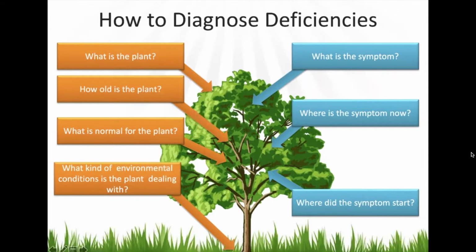How old is the plant? What is normal for the plant, the specific plant characteristics? What kind of environmental conditions is the plant dealing with? Knowing the area, knowing the zone, and knowing if there were any extremes in the weather is beneficial. What are the symptoms? Look at whether it's from new growth or old growth, and whether it's chlorotic, and where the chlorosis is occurring: within the veins, intervenal, or marginal. Where the symptoms are now, and where the symptoms started, is very important to note.